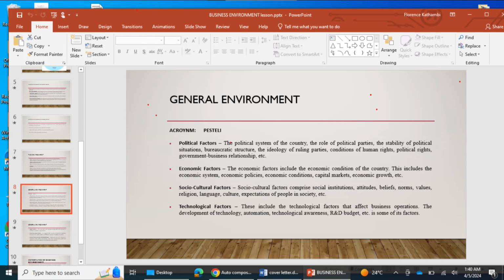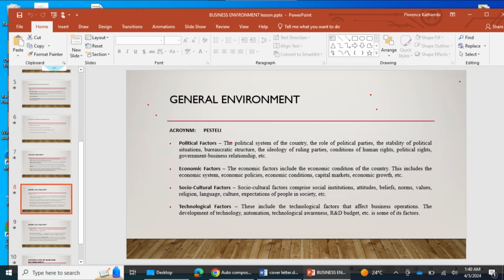Under the legal factors, we look at the laws and the regulatory framework in a given country, for example the Factory Act, the Industrial Relations Act, the Companies Act, etc. Then under the environmental factors, here the strategy makers need to analyze the trends in the natural environment or the laws that are put in place regarding the use of the natural resources.